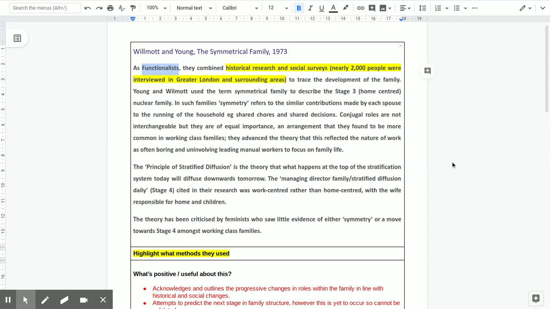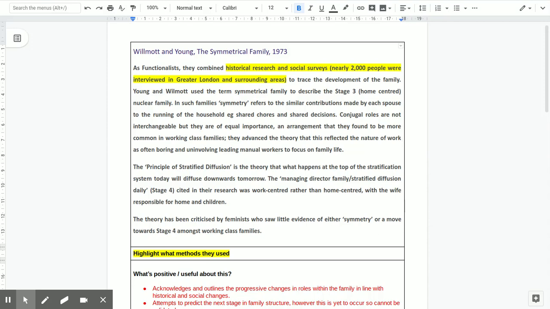So if a question comes up, probably a 4-mark question, it's definitely worth knowing that they are functionalists. If you are at the moment creating revision resources like flashcards, then functionalism is definitely something you need to note for Willmott and Young, because inevitably the question will be asking for a wider perspective of theirs. And the first thing that they'll be looking for is for you to mention that they are functionalists. So make sure you know that.